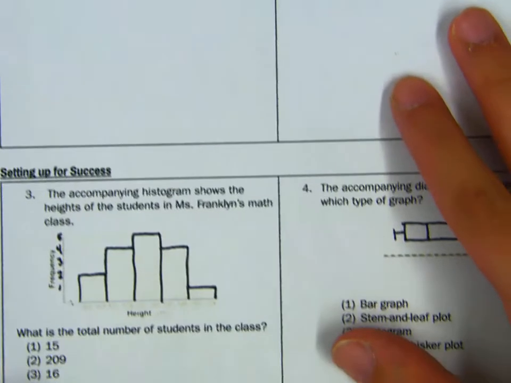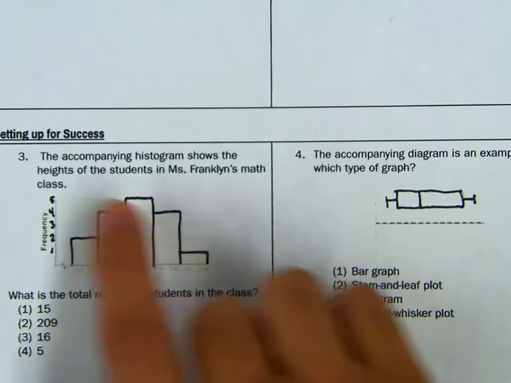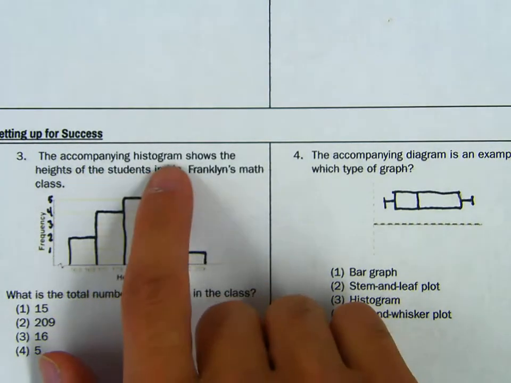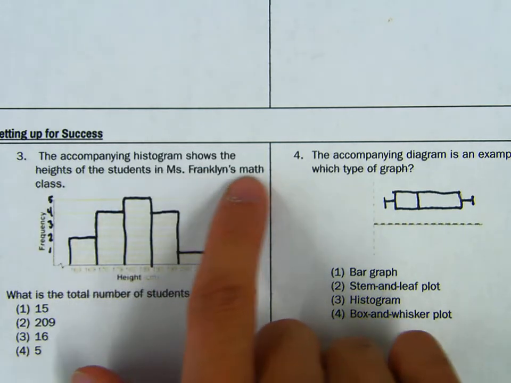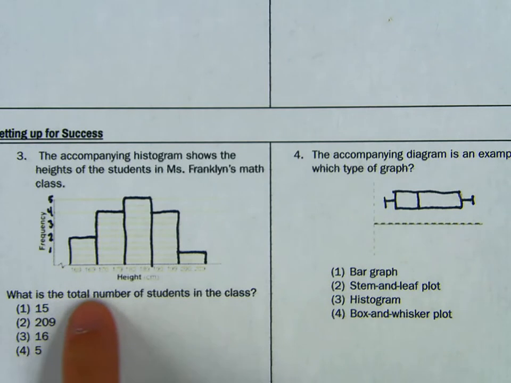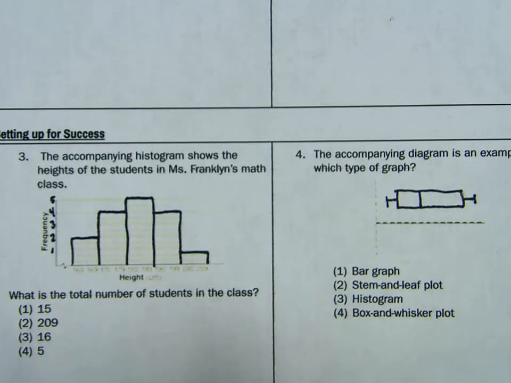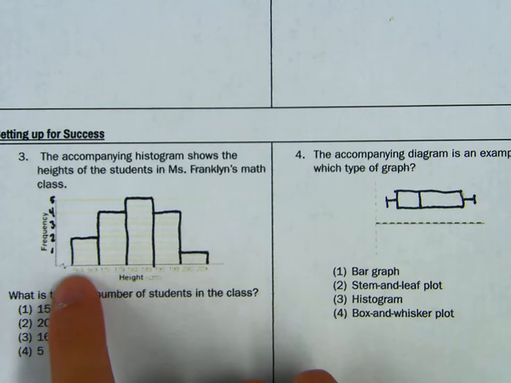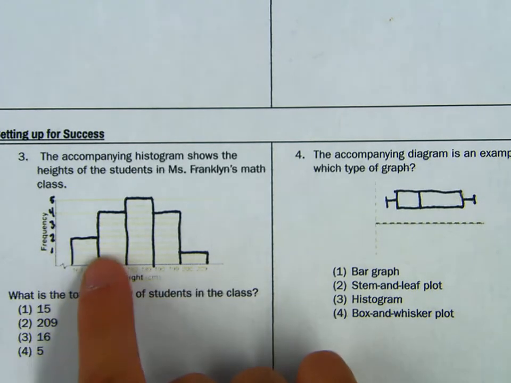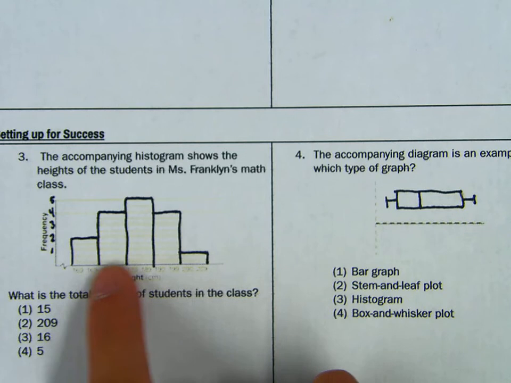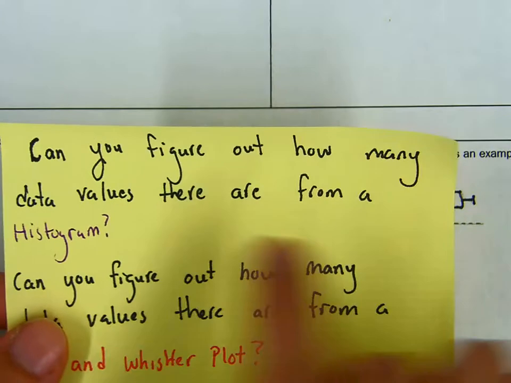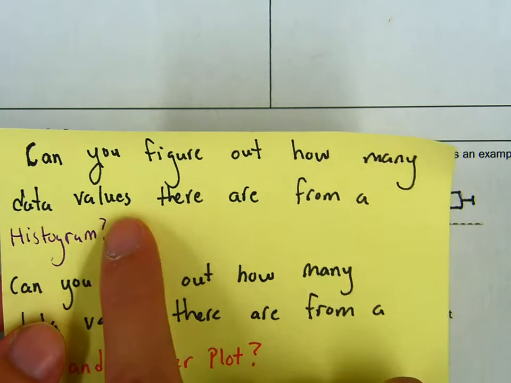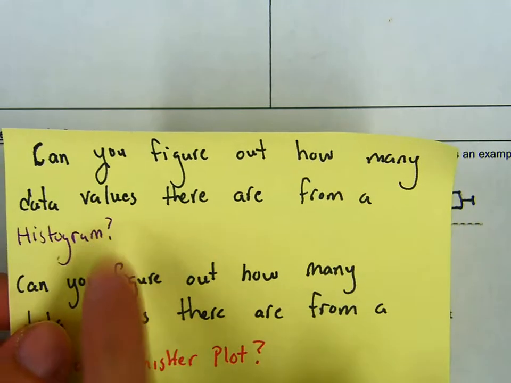Question number 3 here. The accompanying histogram shows the heights of the students in Miss Franklin's math class. What is the total number of students in the class? Well, these are the data values, and my bad, it looks really bad on my paper. I had to write it out over here. Just by looking at the histogram, can you figure out how many data values there are from a histogram?